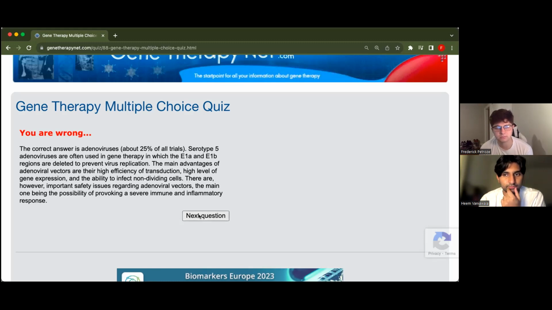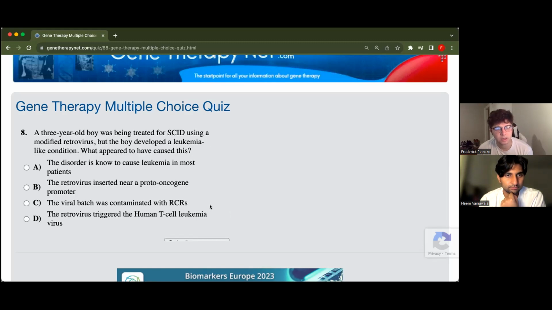All right, ready for the next one? Number 8: a 3-year-old boy was being treated for SCID using a modified retrovirus, but the boy developed a leukemia-like condition. What appeared to have caused this? The disorder is known to cause leukemia in patients. The retrovirus inserted near a proto-oncogene promoter. The viral batch was contaminated with RCRs, and the retrovirus triggered a human T-cell leukemia virus.